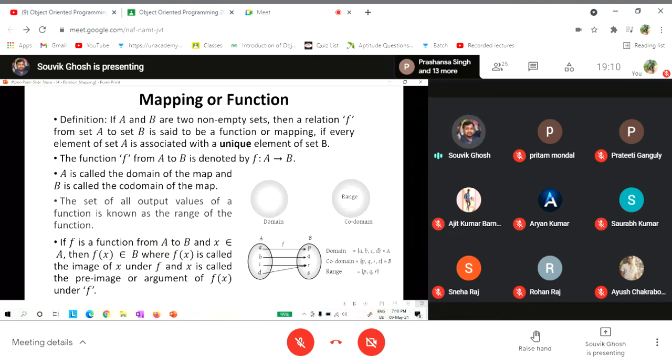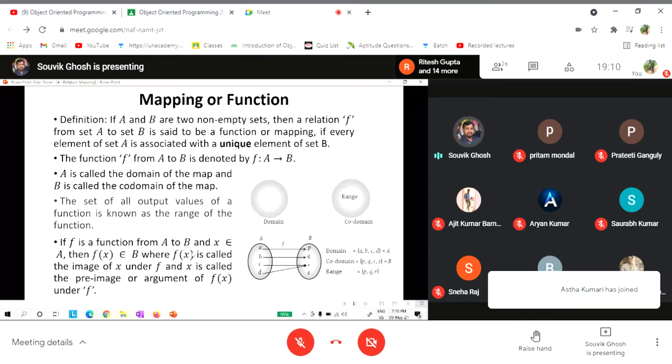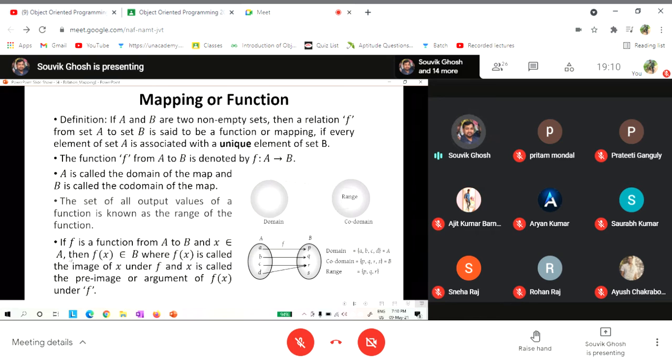Here we have one more concept. If f is a function from A to B, and x belongs to A, that is, x is one element from the set A, then the element f of x, which belongs to the set B, is said to be the image of x, and the element x is called the preimage or argument of f of x under the map f. So these are the small concepts we have with us.